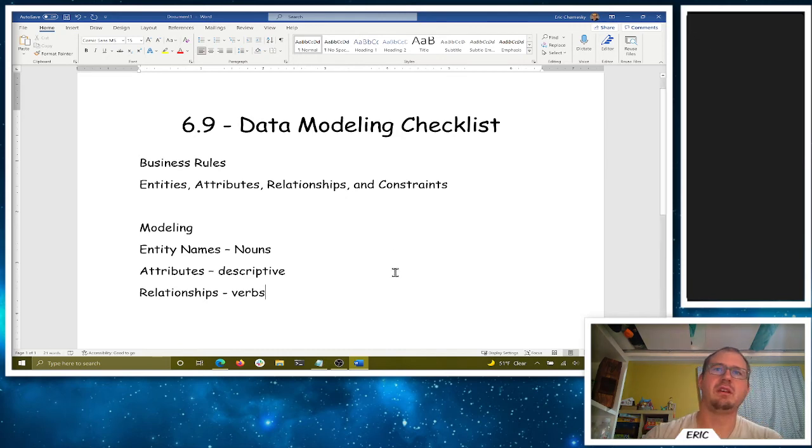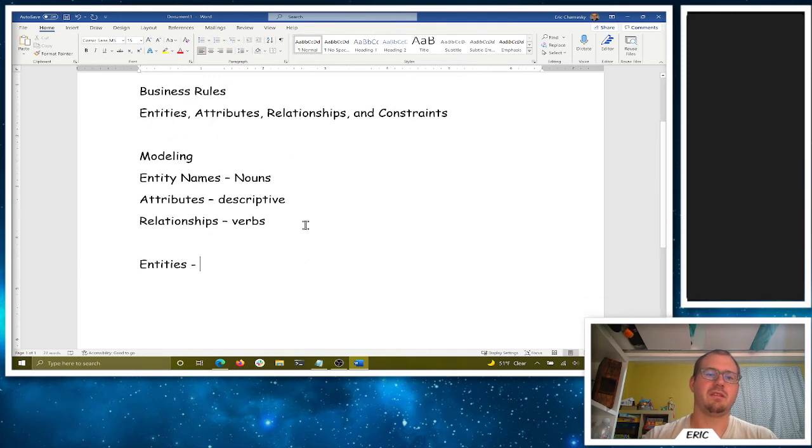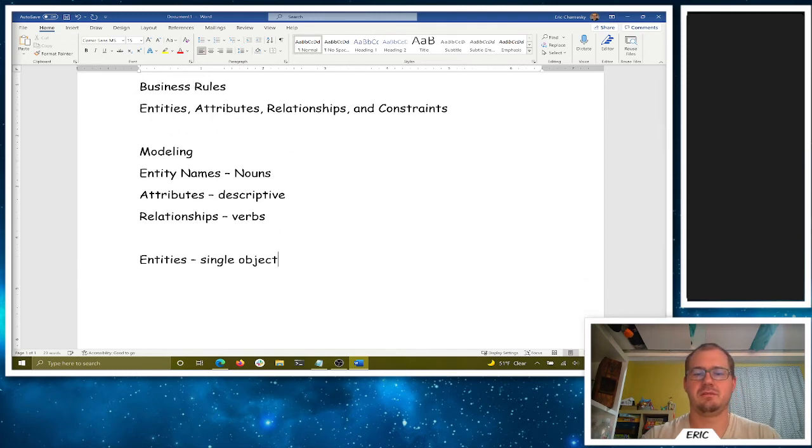All right, and then specifically around entities, we need to make sure that this is for a single object, right? So an instance or a row in that table should represent a single object. We want to make sure that we have third normal form. Again, that's the ideal. We don't always get there. Sometimes we need to do some denormalizing for performance reasons. But again, that's the goal, and if we're not there, then we need to know why.